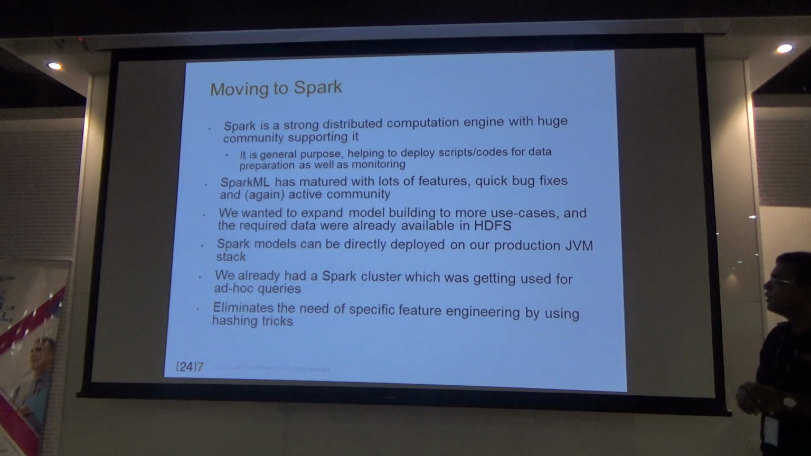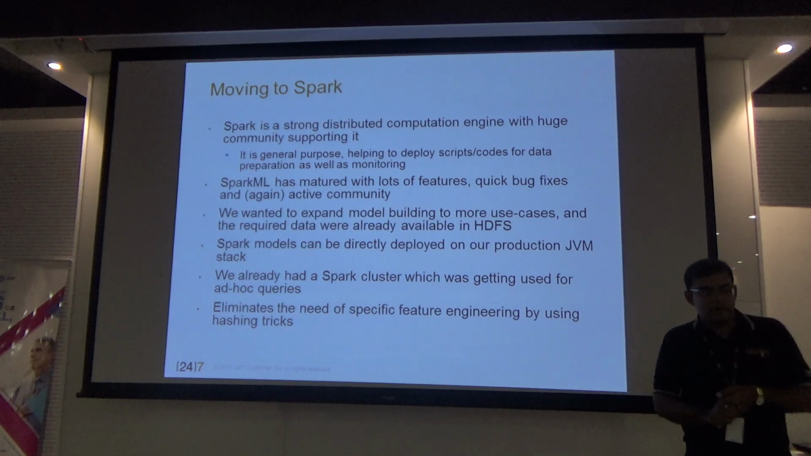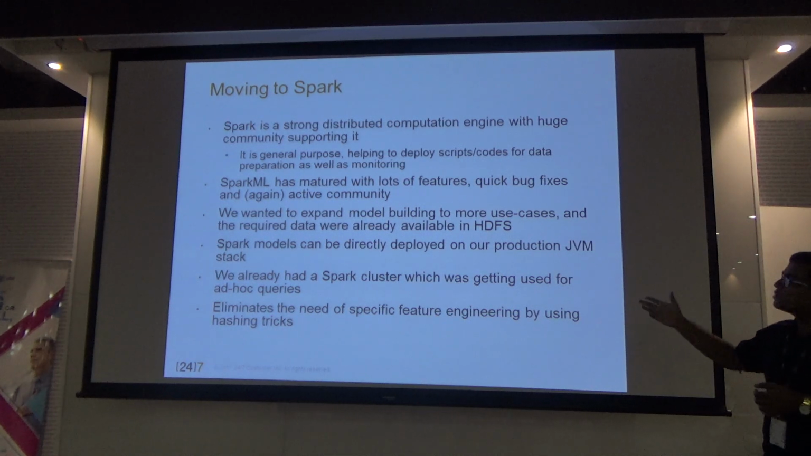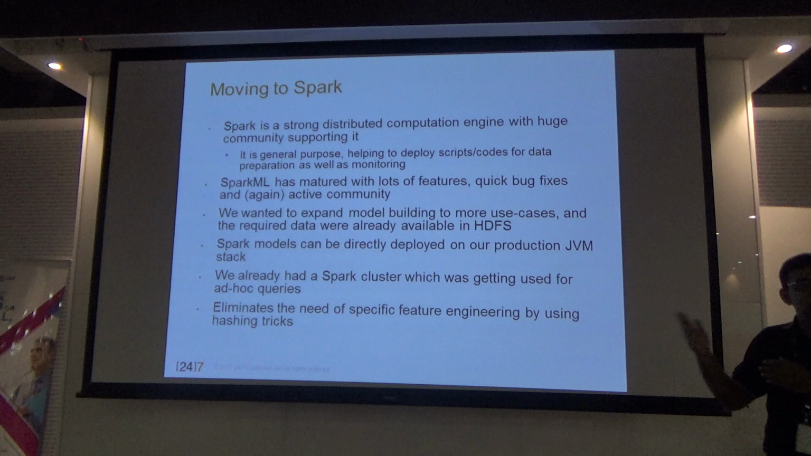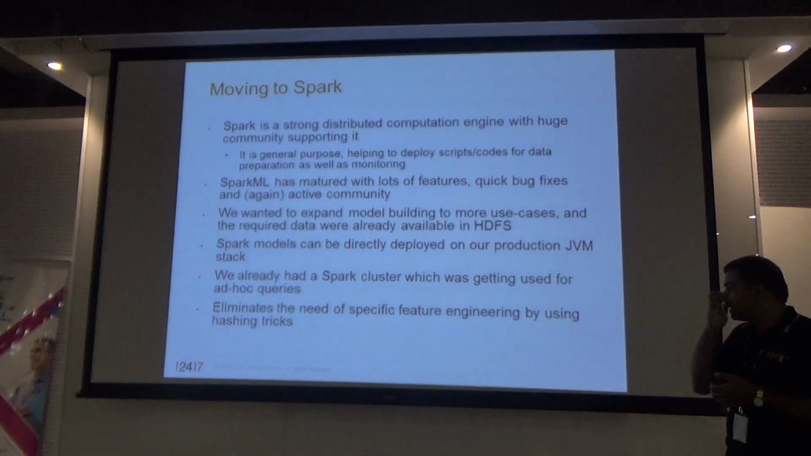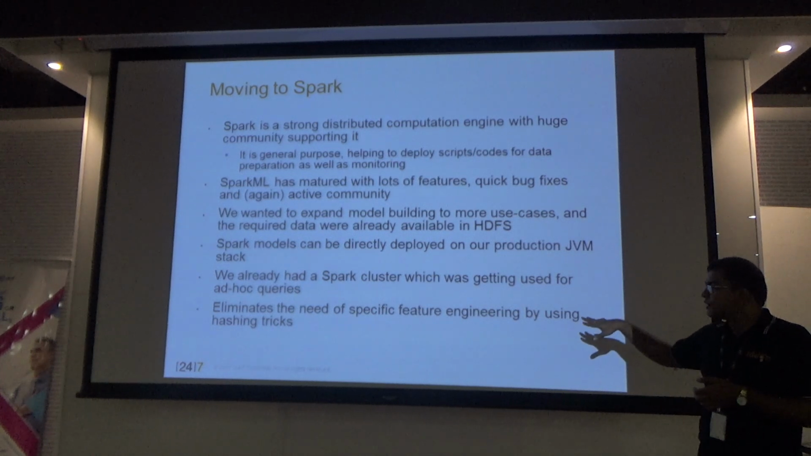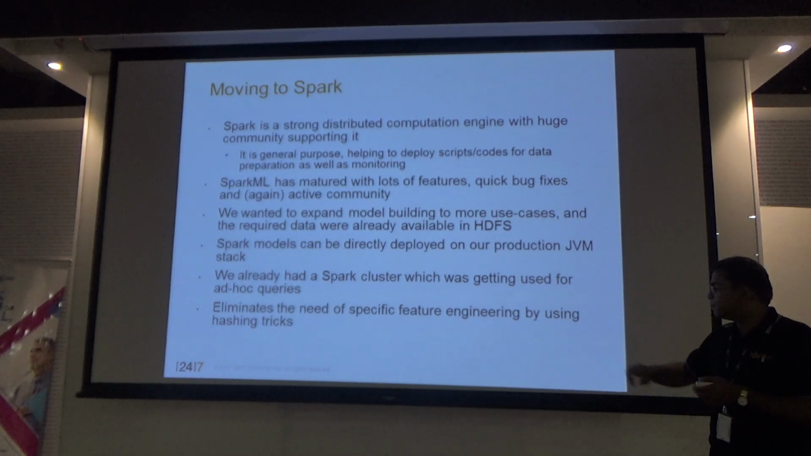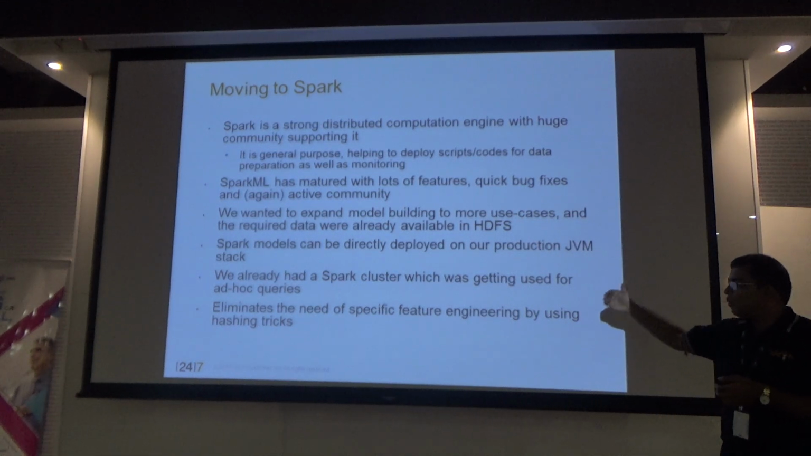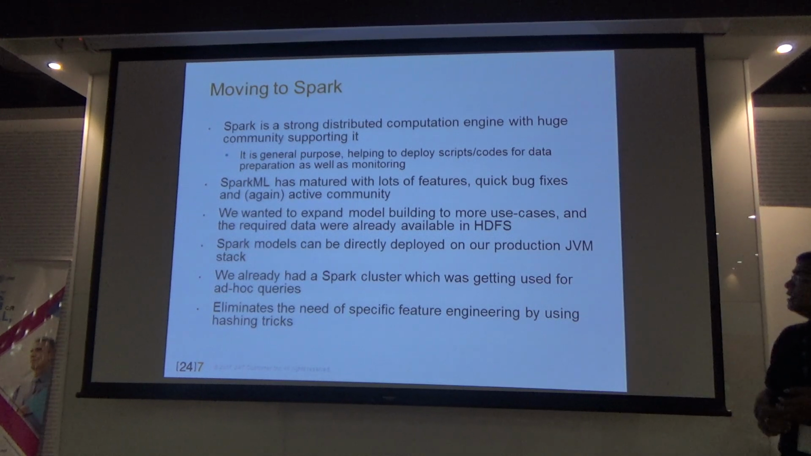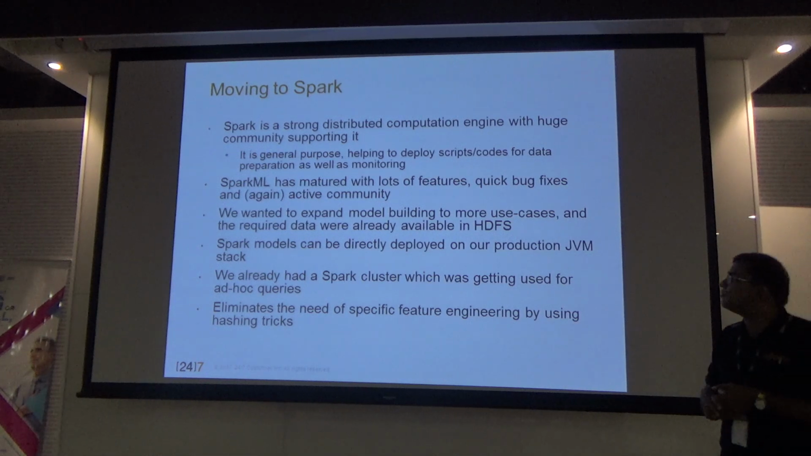Spark models we could also directly deploy on our production JVM stack. So we run a JVM stack for our production machine learning platform. So we already had a Spark cluster which was getting used for ad hoc queries. So that was sort of an easy decision at that point. And there are a couple of other, more technical ML-specific reasons. For example, this is what Shashank was also touching a little bit on: how we can skip some of the feature engineering steps by using hashing tricks and things like that. That was also one of the reasons why we wanted to move towards this type of approach.